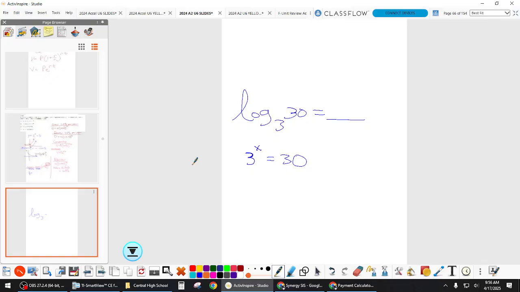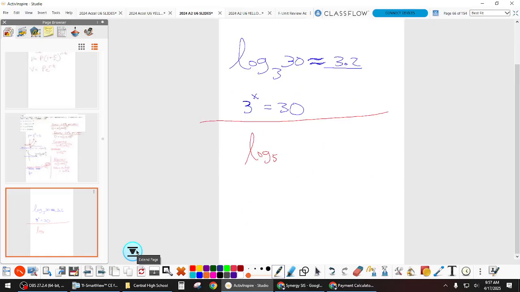Yeah, like just over 3, right? 3 to the third is what? 27. So this is approximately, he said 3.2. I'm fine with that for now, okay? So again, how many times itself does it take to get to 30? Let's do another one. So let's keep the number the same. Log base 5 of 30.